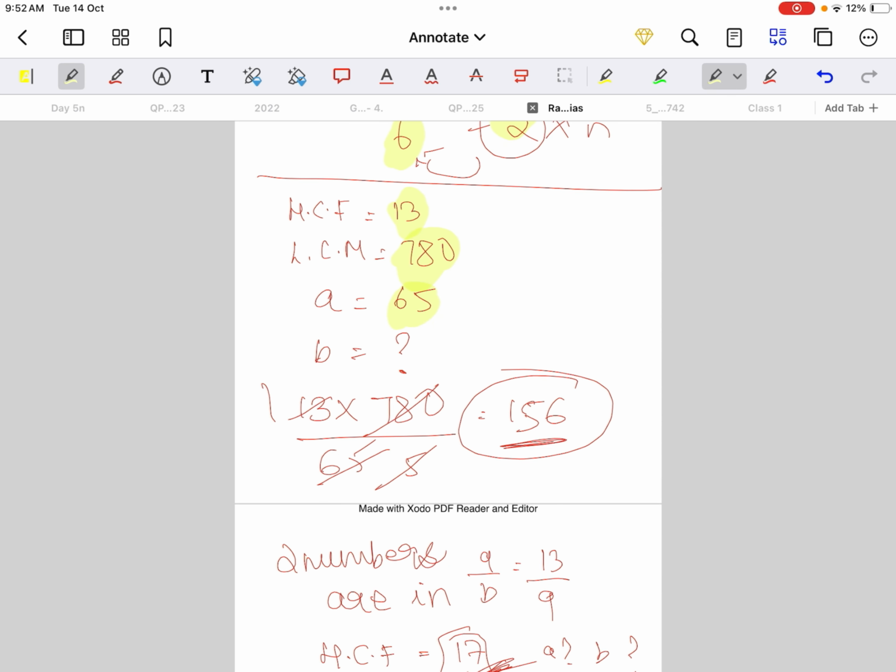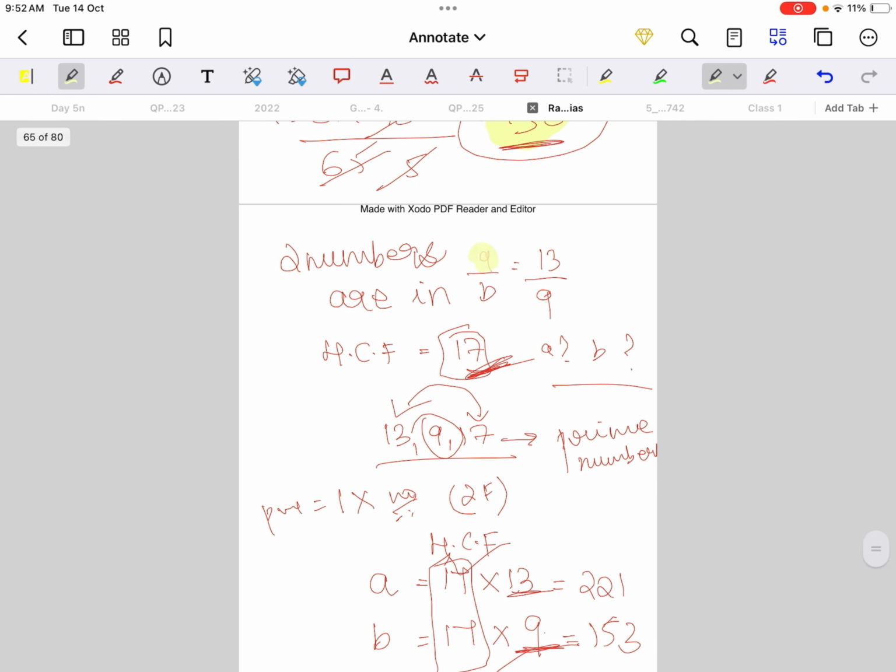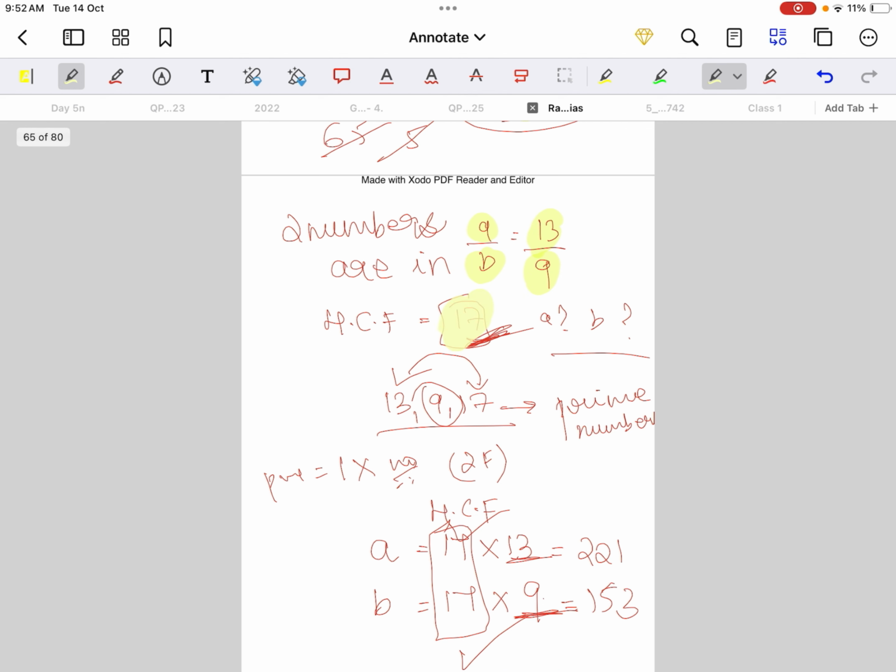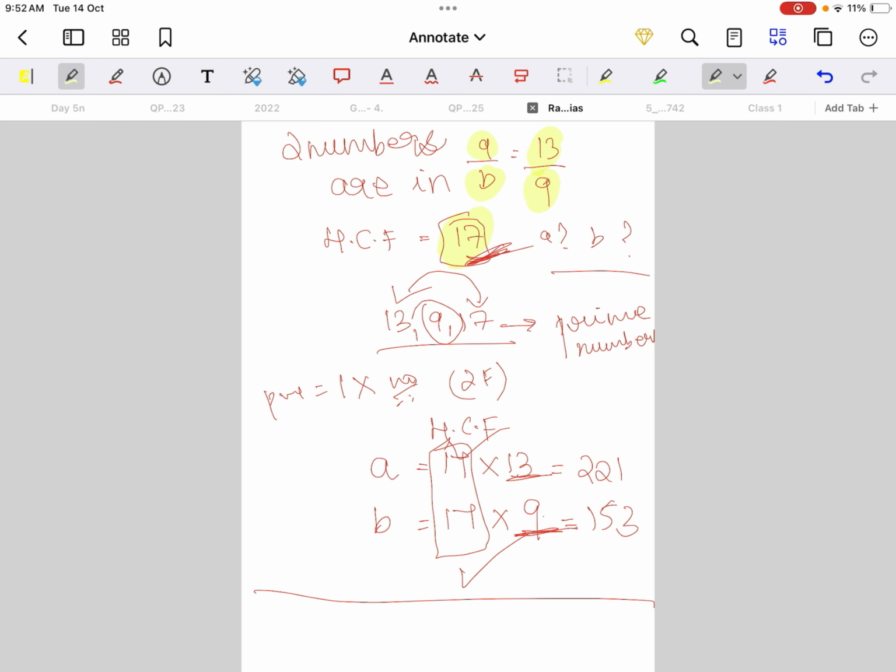One number we know, 65. What is the other number? We calculated it as 156. We know two numbers which are in the ratio of A is to B, 13 is to 9, and the HCF is 17. Especially when the HCF is 17 or any prime number, it means the given ratios are just multiples. We did it in detail here. So HCF will be a component.